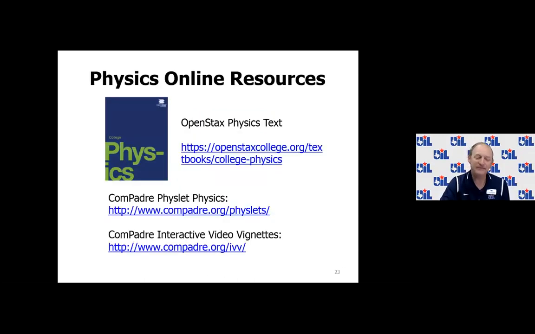Okay, and then, yes, some of the free online materials. OpenStax is what we use now. We used to use Survey. I used Giancoli for a long time. I have used Halliday and Resnick once upon a time.